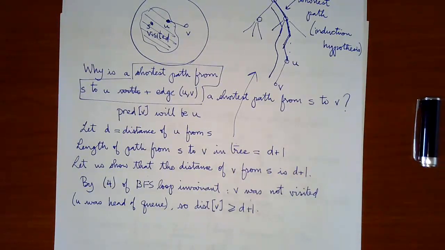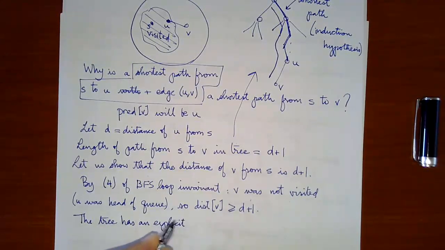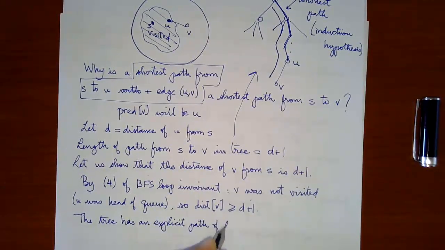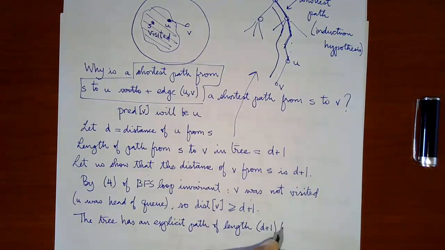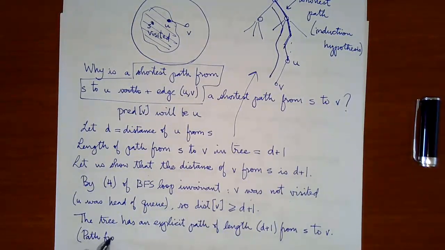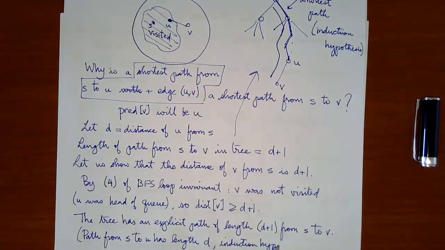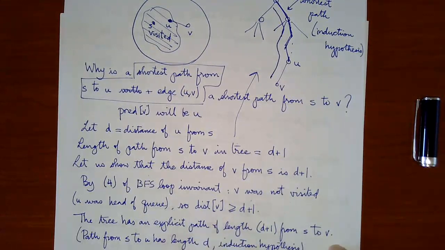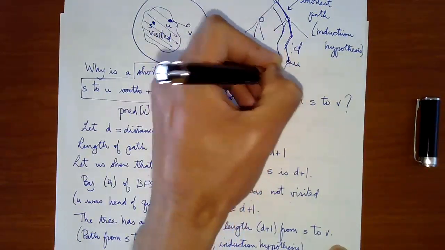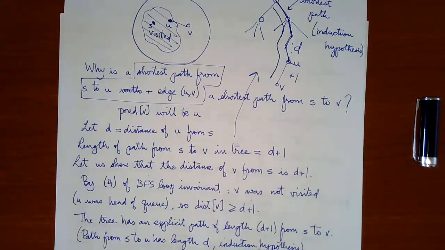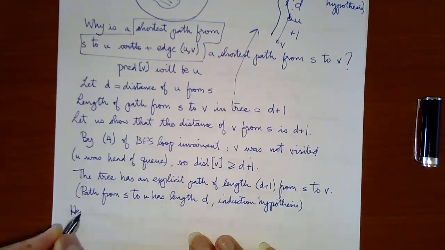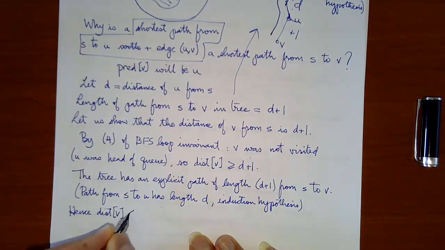Okay? So I'll say that the tree has an explicit path of length D plus 1 from S to V. Why? Because the path from S to U has length D. This is the induction hypothesis. And so it's obviously D plus 1. That's the plus 1. So the tree has an explicit path of length D plus 1 from S to V. Hence, the distance of V is at most D plus 1.